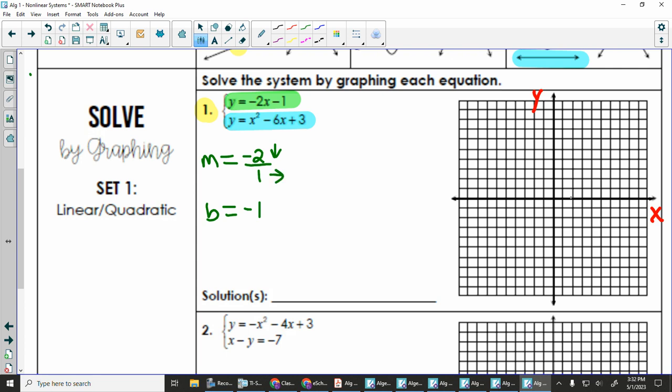So I'm going to go over to my axes and start at negative 1, and we're going to go down 2, right 1 until I run out of room. Okay, now I ran out of room in this direction, but I do have more room still in the other direction. So remember, you can always do the exact opposite. We'll go back to my y-intercept and now go up 2, left 1 until I run out of room.